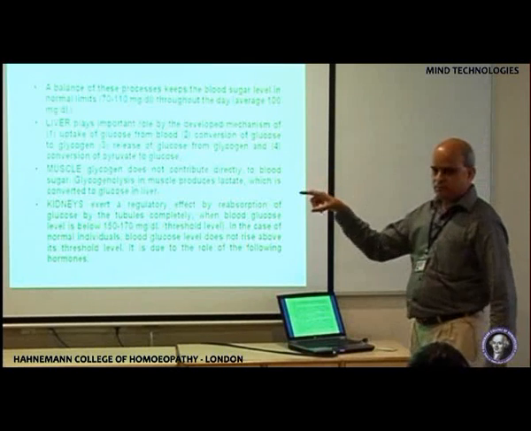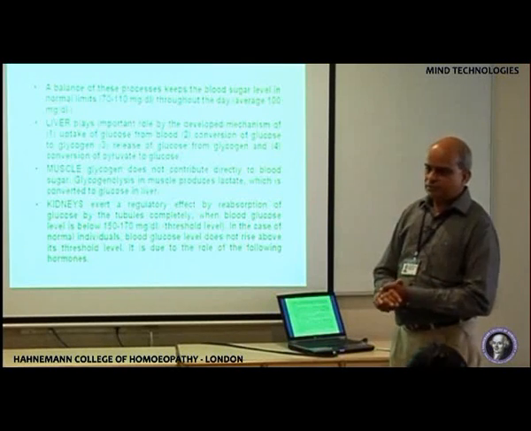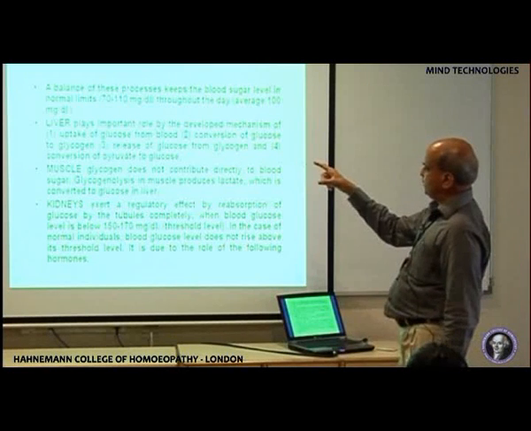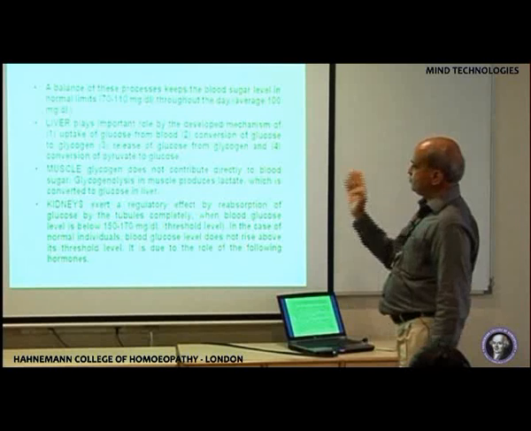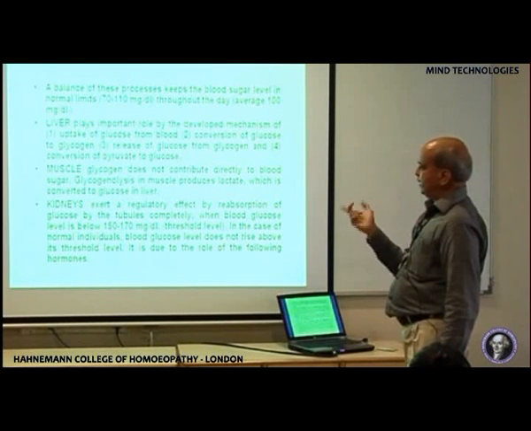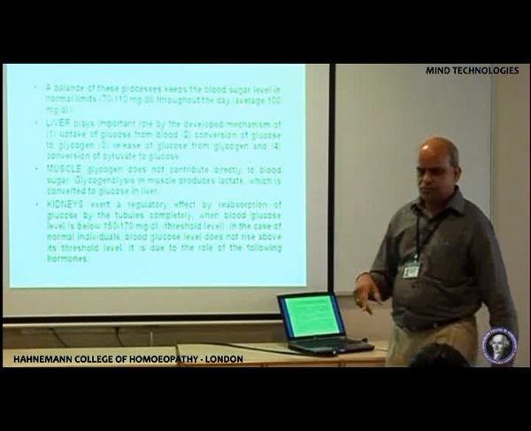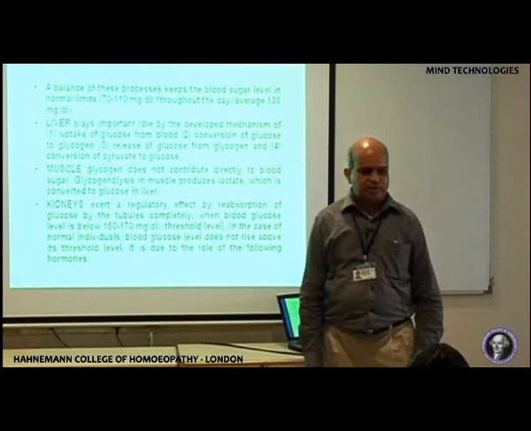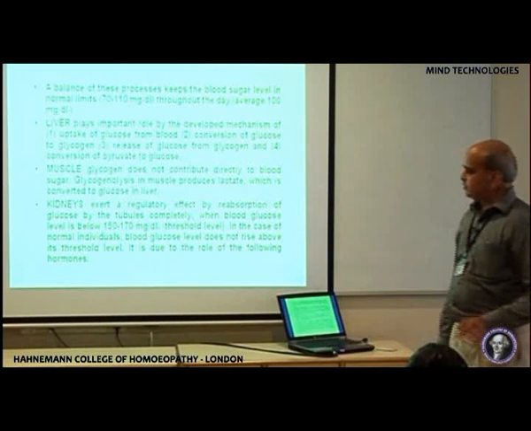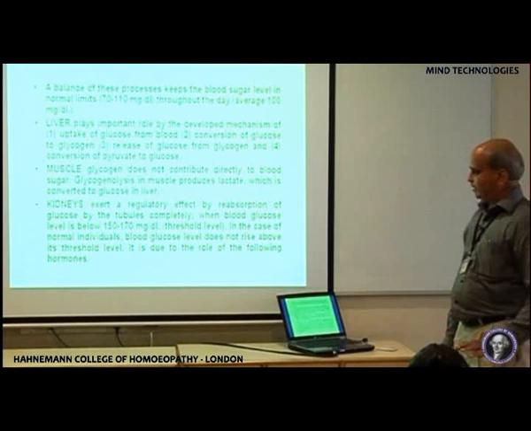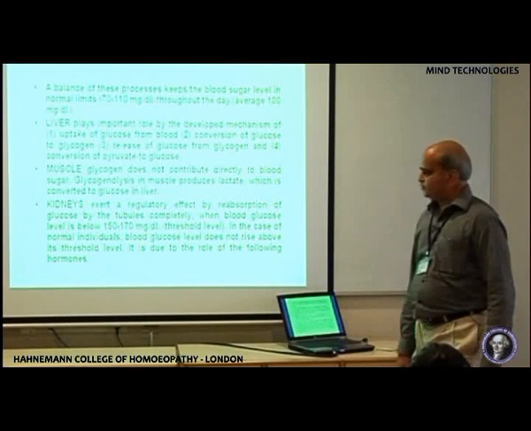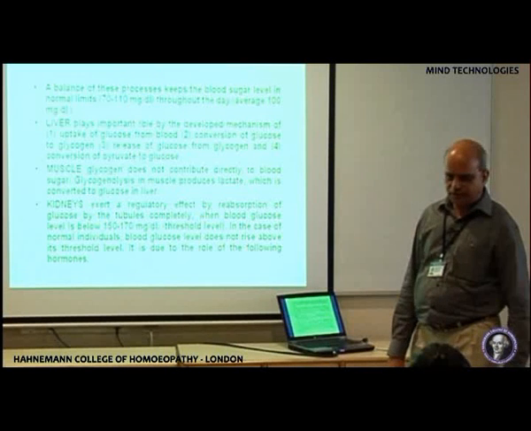Now the liver, how is the regulation being done? That is the involvement of the liver. How is the liver involved there? That is uptake of the glucose from the blood, conversion of the glucose to glycogen, then release of the glucose from the glycogen, and conversion of the pyruvate to glucose. All this mechanism is being done by the liver. Not only that, there is the muscle glycogen, which does not contribute directly to the blood sugar. Glycogenolysis in muscle produces lactate, which is converted to glucose in the liver.